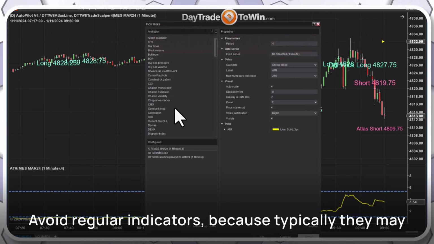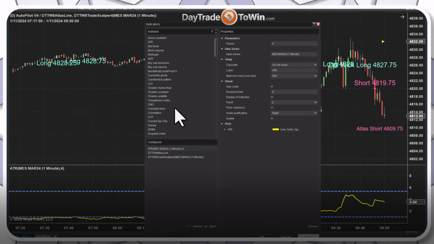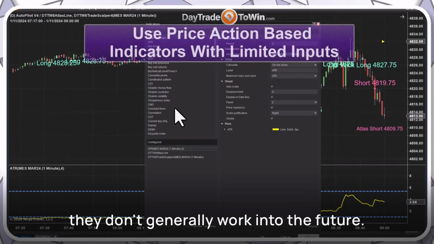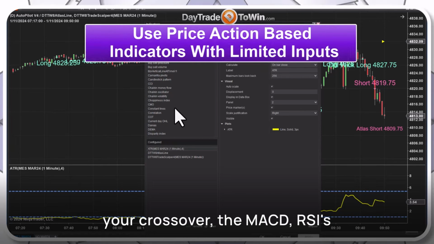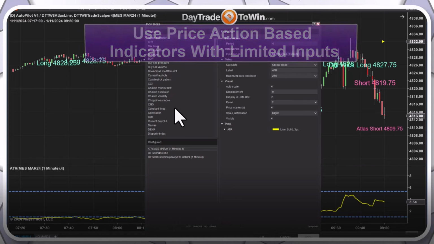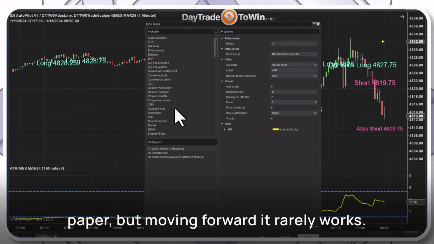Avoid regular indicators, because typically they may work in the past, and those values may have worked in the past, but they don't generally work into the future. So all of the moving averages, moving average crossovers, the MACDs, the RSIs, all that stuff, it may look good on paper, but moving forward it rarely works.